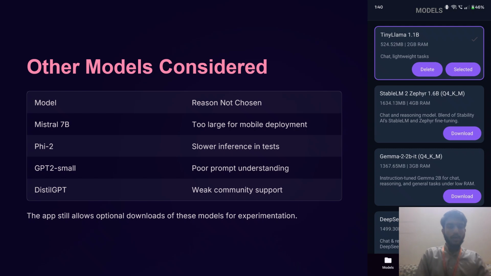We have considered multiple small language models before finalizing Tiny Llama. Mistral 7 billion parameters was too large for mobile devices, and Phi 2 showed slower inference during testing, and GPT-2 small also struggled with understanding prompts effectively, while DistilGPT lacked proper community support and updates. Ultimately, Tiny Llama struck the right balance between size, speed, and offline performance, making it ideal for our use case. Our app still allows optional downloads for these models for future experimentation.